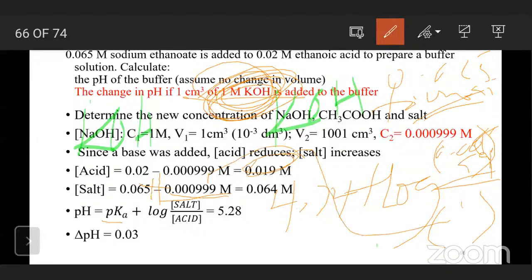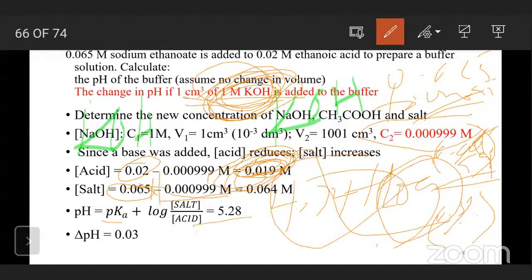I've shown you how we calculated it. You just subtract the new concentration we have for that of KOH you have introduced into the system. Subtract it from that of the acid, you will have that 0.019. So put 0.019 here. First, divide your numerator by your denominator. After that, take the logarithm of that. The answer you have, add it to 4.74, you will get 5.28.